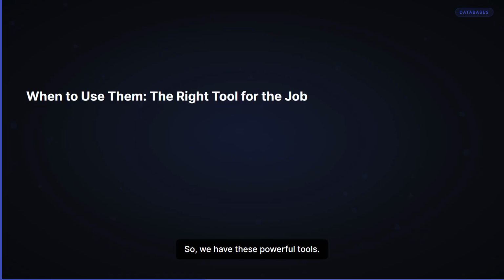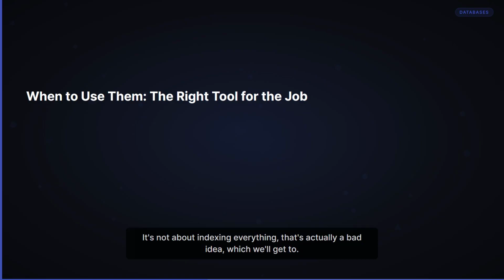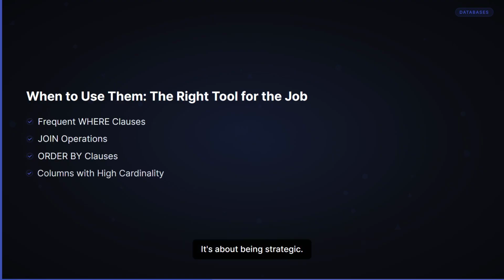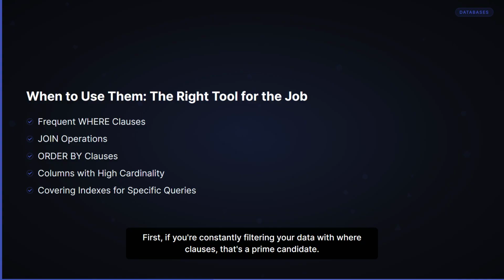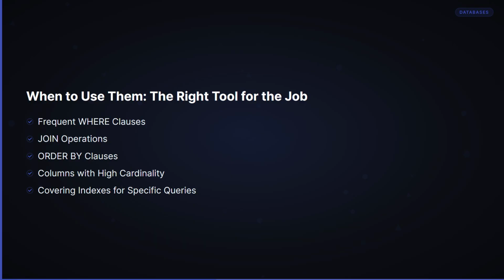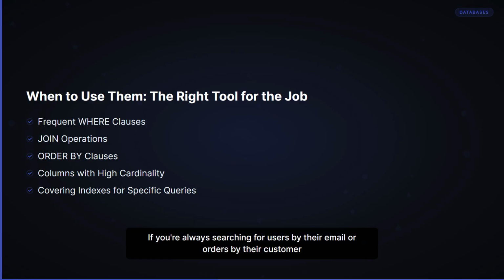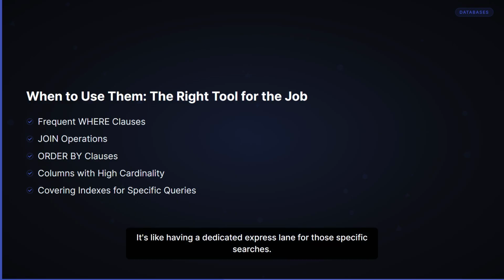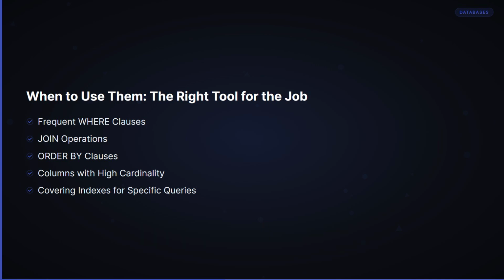So, we have these powerful tools. When do we actually use them? It's not about indexing everything, that's actually a bad idea, which we'll get to. It's about being strategic. First, if you're constantly filtering your data with WHERE clauses, that's a prime candidate. If you're always searching for users by their email or orders by their customer_ID, an index on those columns will be a game changer. It's like having a dedicated express lane for those specific searches.